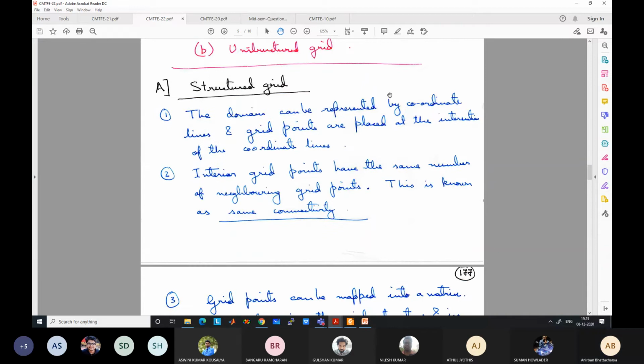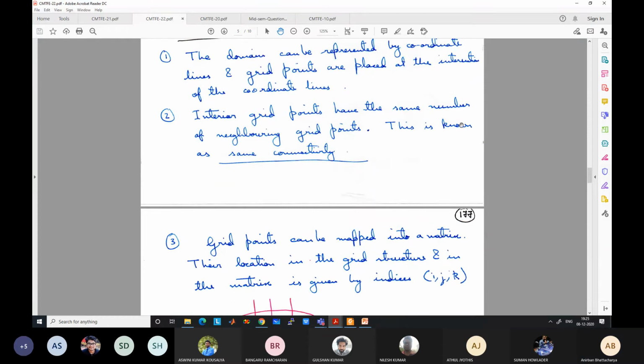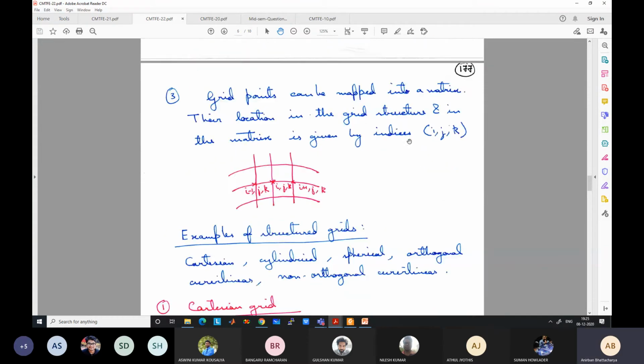To summarize, 3 points. The domain can be represented by coordinate lines, and grid points are placed at the intersection of the coordinate lines. Second, very important, same connectivity. And third, we can map this grid structure to some matrix, a one-dimensional matrix like a vector, or a 2-dimensional matrix, or a 3-dimensional matrix. All variables can be represented by a similar size matrix. If our grid size is 100 by 100, temperature will also have 100 by 100 points. U velocity will also have 100 by 100 points. V velocity will also have 100 by 100 points. Pressure will also have 100 by 100 points. This is very important. It means that you can solve them, as all of them are mapped together.